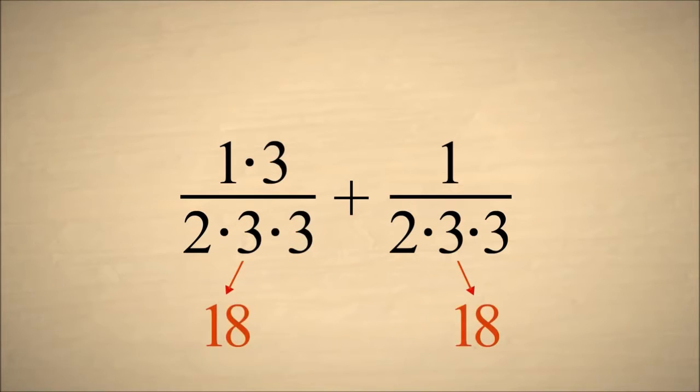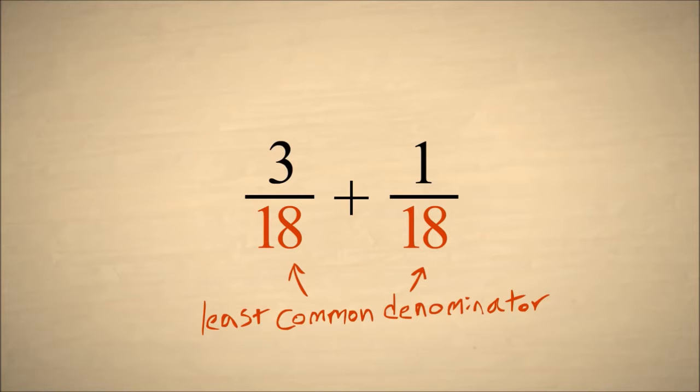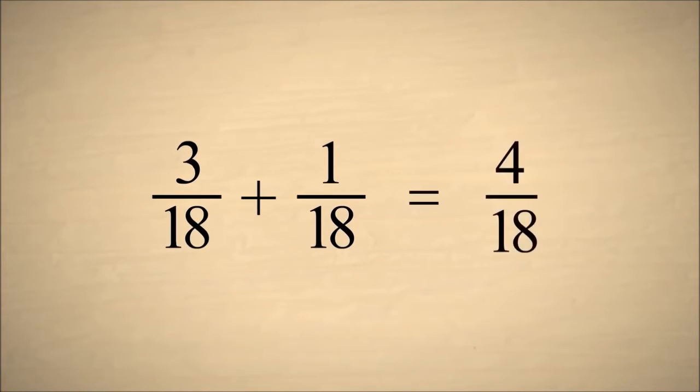The two fractions will then have a common denominator of 18, which is their least common denominator. And we can now add their numerators.